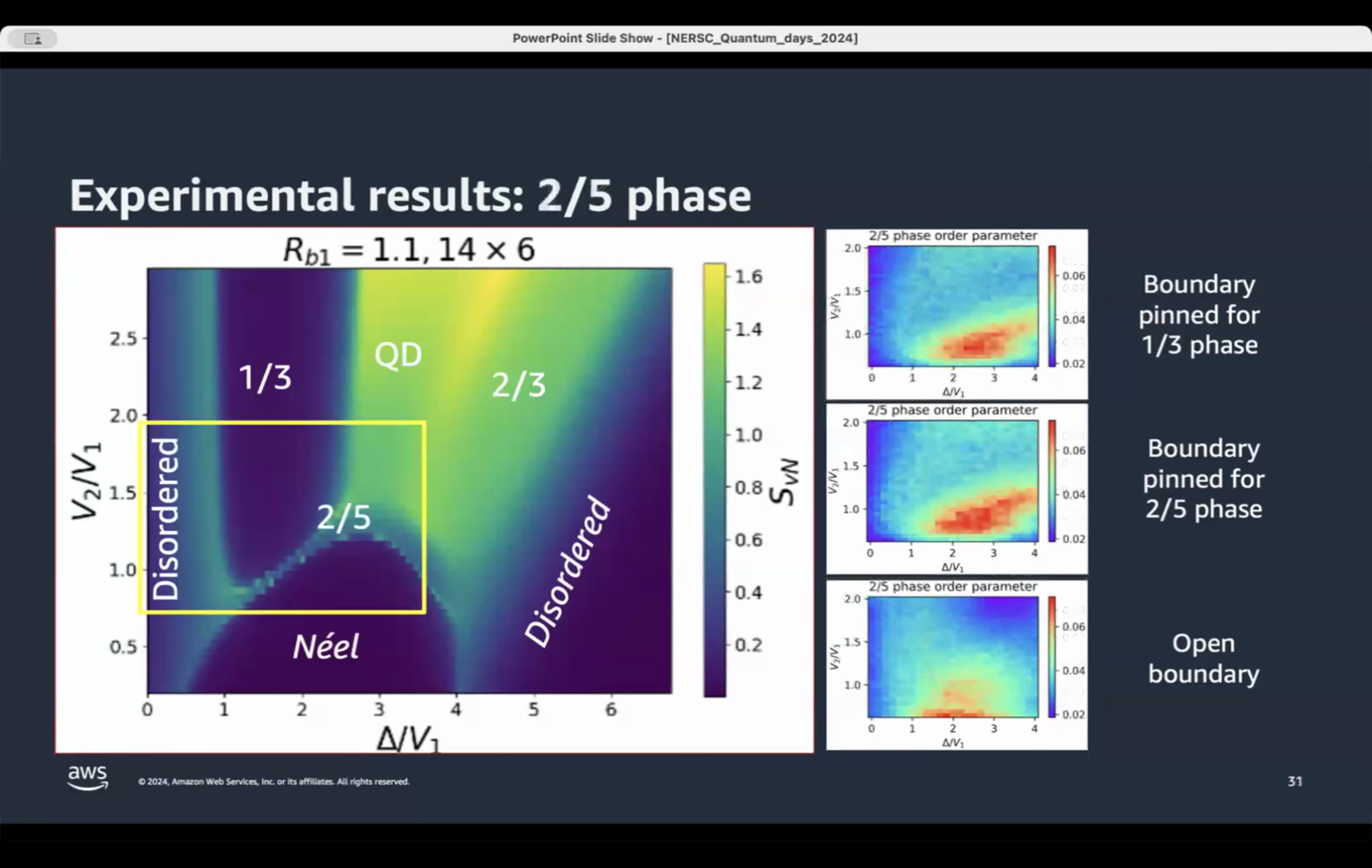Yeah, just repeat for the 2/5 phase, and we do a similar thing. We do the same experiment, but we just measure different order parameters at the end. And you can also see the 2/5 phase when you pin to the 2/5 phase here, and it's somehow more robust to the boundary effect. As you can see, if you pin it differently, it shows the same order parameters in a similar region there.